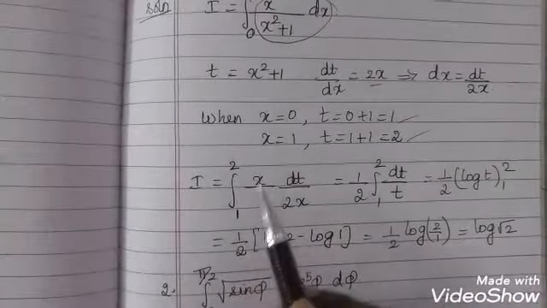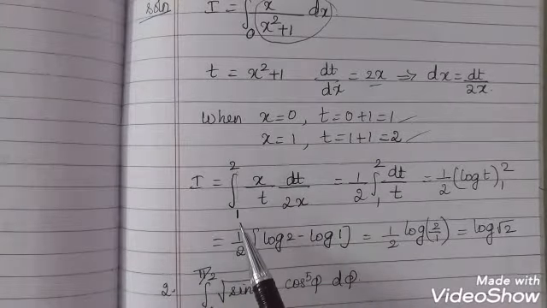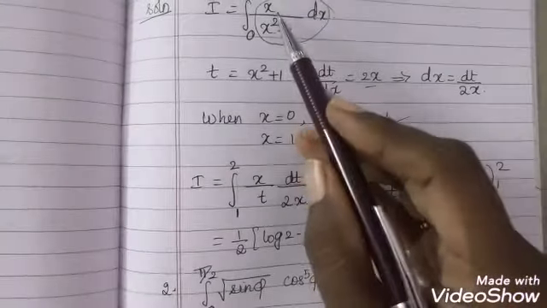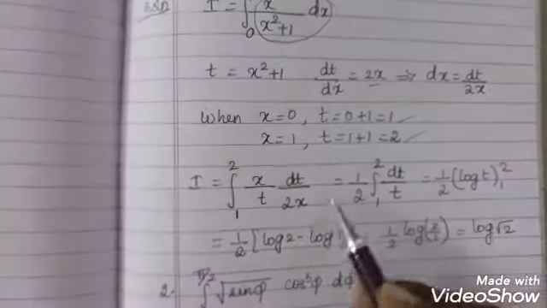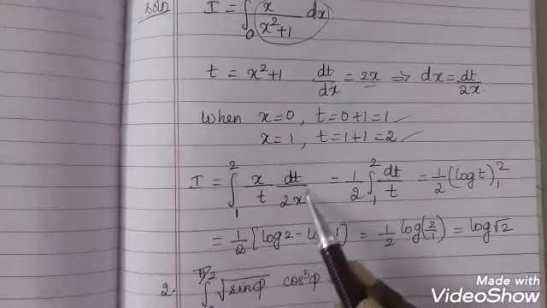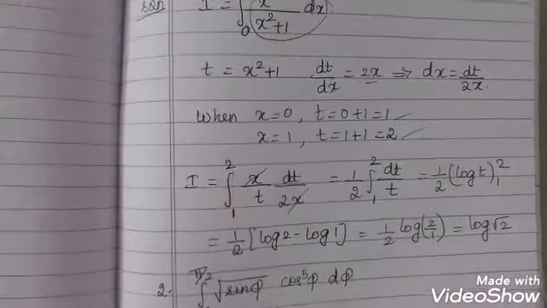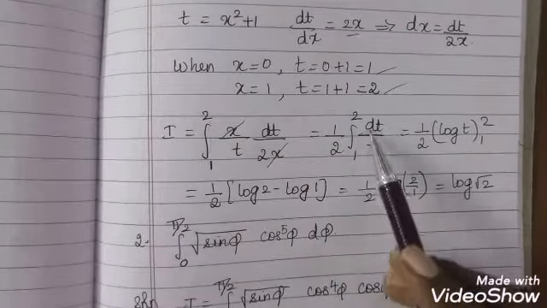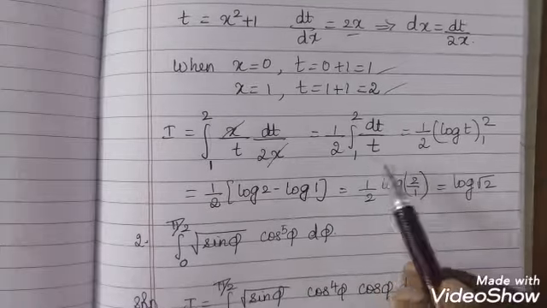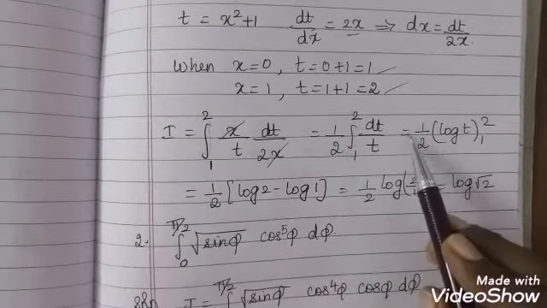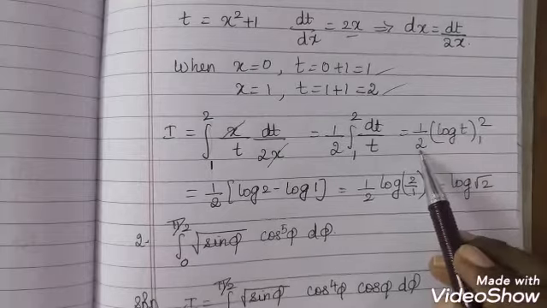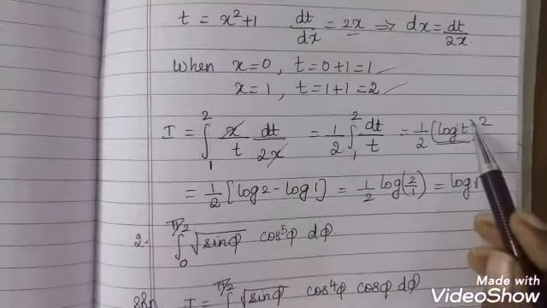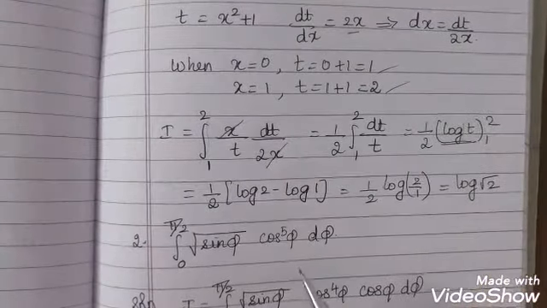So what is I equal to here? I is equal to integral with lower limit 1 and upper limit 2 of x by t into dx. What is your dx? It's dt divided by 2x. So here your x and x get cancelled and you're left with 1 by 2 into integral over 1 to 2 of dt divided by t. This is equal to 1 by 2 into, what is the integral of dt by t? That's equal to log mod t, over the limits 1 to 2.